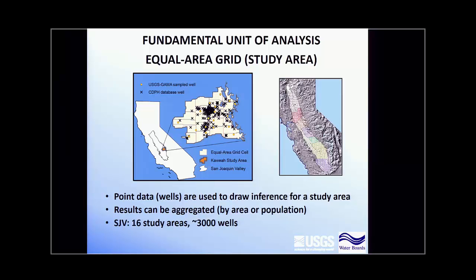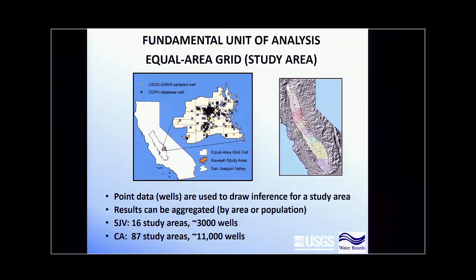Here we have the San Joaquin Valley and the Sacramento Valley. Hopefully I'll get this. Great. The San Joaquin Valley, Sacramento Valley contact is just about there. There are 16 study units in here. The colors are because we sampled several study areas at a time. This feature here is right here. So there are 16 study areas. We had about 3,000 wells available in the San Joaquin Valley to do this kind of work.